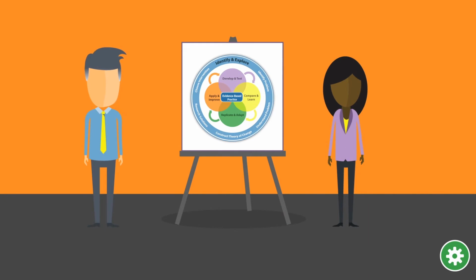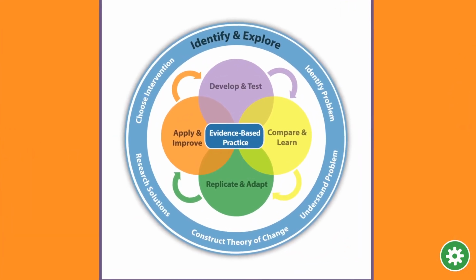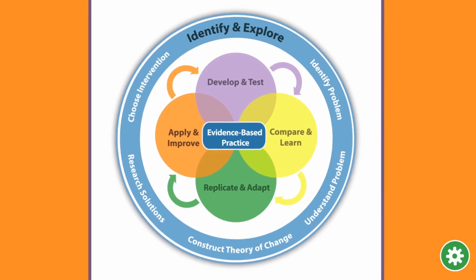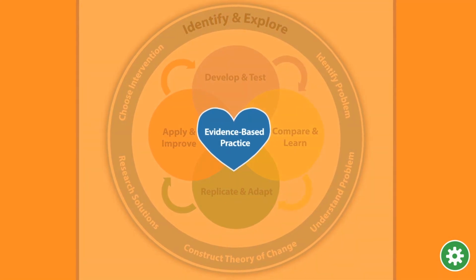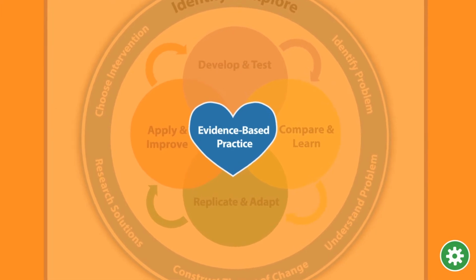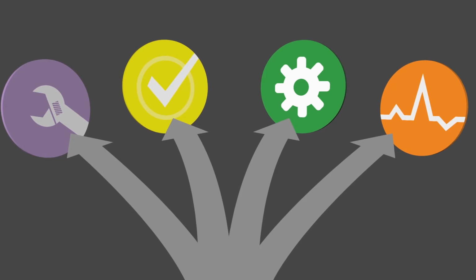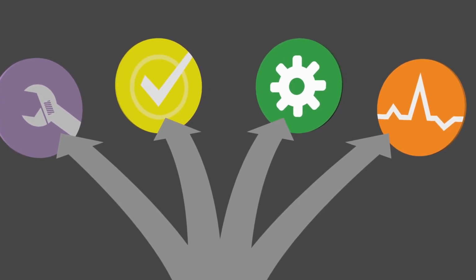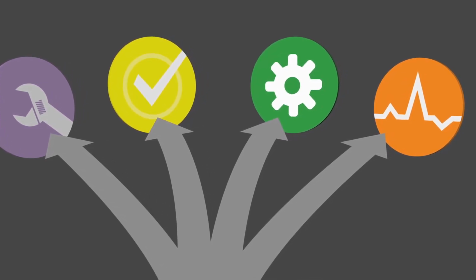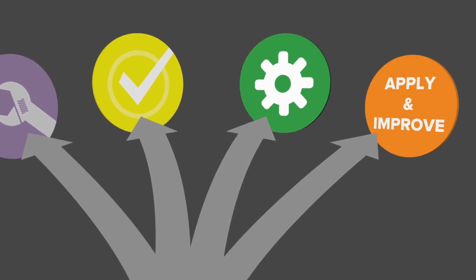You're reminding me of something we covered in the first video. I remember you saying that the goal of the overall framework is to promote evidence-based practice. You're exactly right. Evidence-based practice is at the heart of the framework, and the Replicate and Adapt phase is all about putting evidence-supported interventions into practice in the real world. Once an evidence-supported intervention has been fully implemented by an agency and has become part of routine practice, it's time to move on to Apply and Improve.